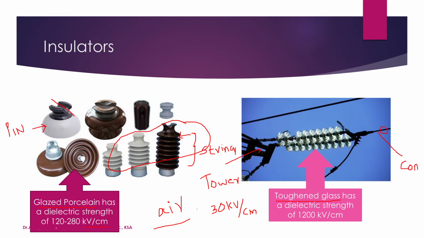So what is the dielectric strength of porcelain? It is nearly 120 to 280 kilovolts per centimeter. And what about toughened glass? You see, the dielectric strength of toughened glass is 10 times more than that of porcelain. So this is used for very high voltage applications.